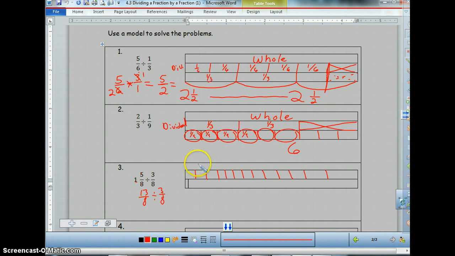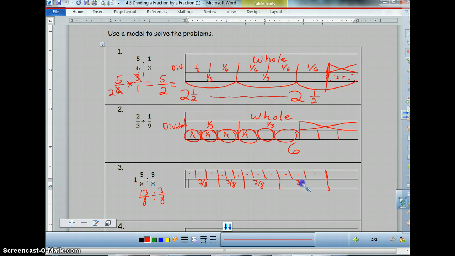Now, you notice that the whole bar is not there. Well, when you have more than a whole, sometimes you can just start with the dividend, which is 13/8, and use kind of a counting up method. Let's count up. There's 1, 2, 3. There's one group of 3/8. 1, 2, 3. There's another group of 3/8. Again, 1, 2, 3, another group of 3/8. And 1, 2, 3, another group of 3/8.